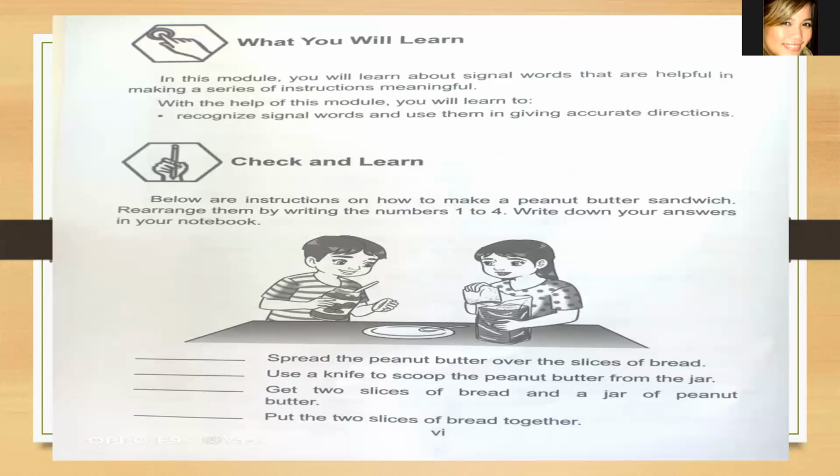Number 3 is spread the peanut butter over the slices of bread. And of course, number 4 is put the 2 slices of bread together. So the correct arrangement is 3, 2, 1, and 4.